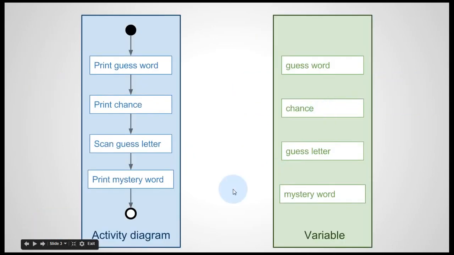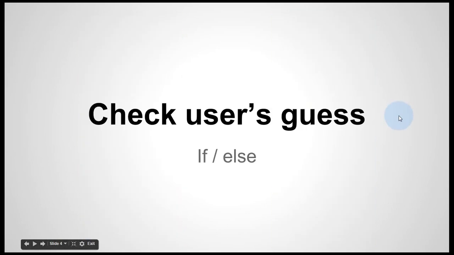So what we got out is an activity diagram. You can see it here. It's like the instructions for the program. And we also declare and use variables. Here is the variables. Basically means like the ingredients for our program. So based on that, today we're going to check users' guess using if-else statements.